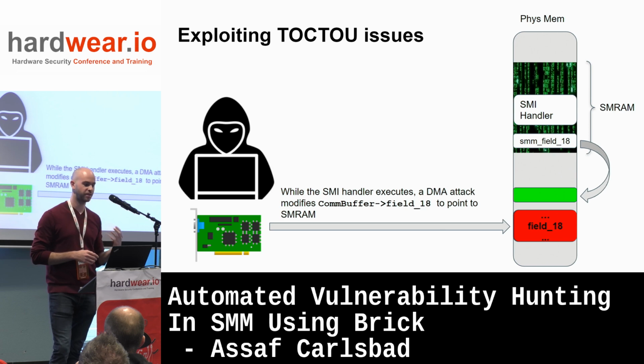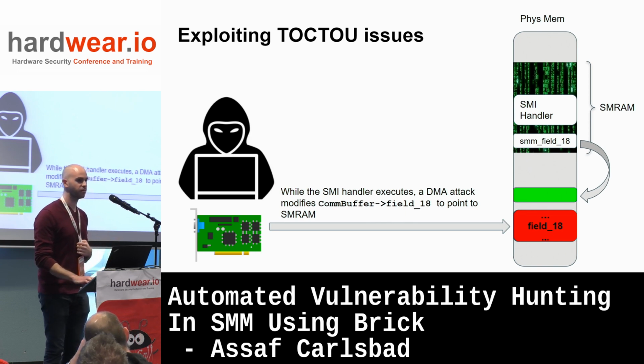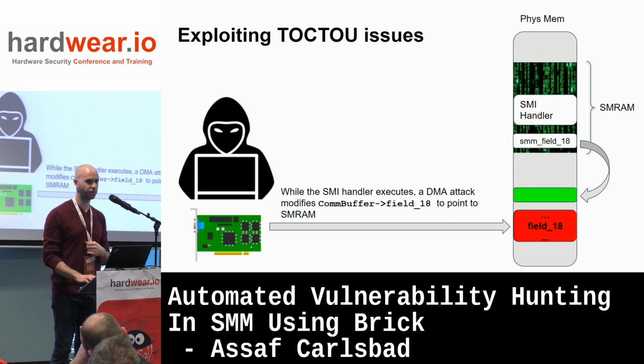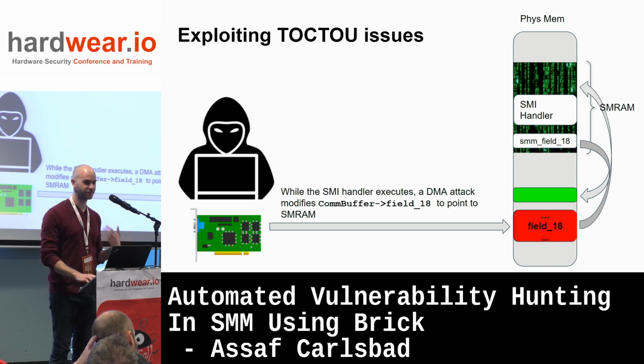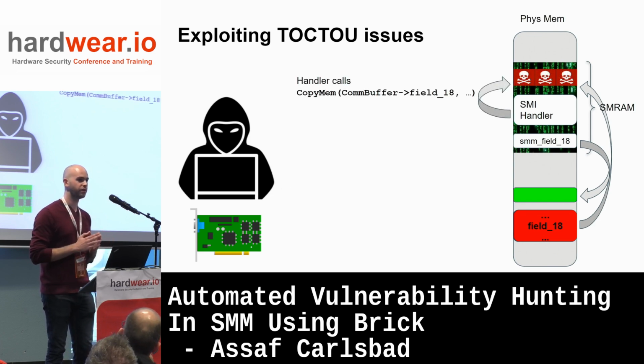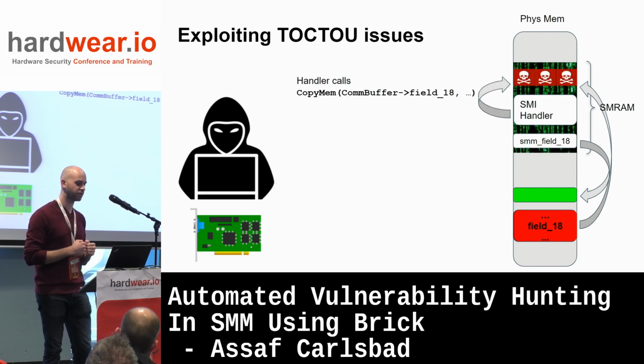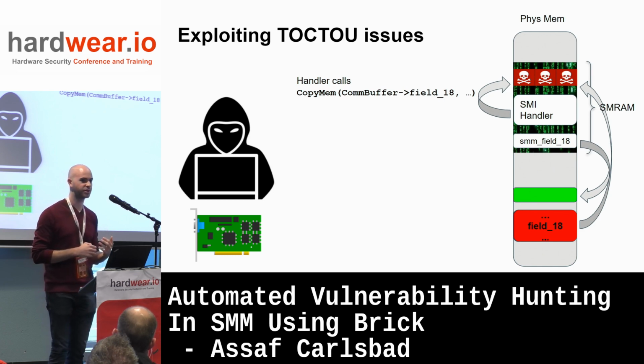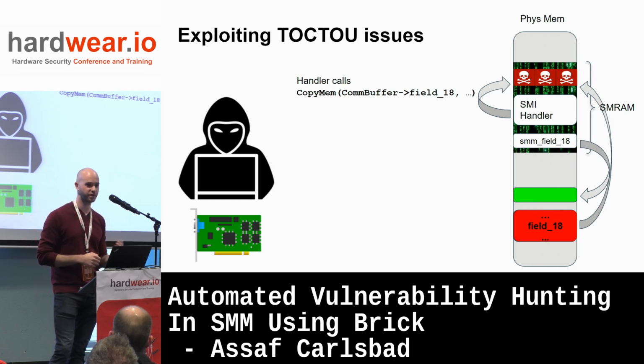So that means a DMA attack can simply change the contents of the communication buffer while the handler is executing, and more specifically, we can make the pointer field point somewhere else inside SMRAM. Now the handler will continue executing. It will fetch again the pointer from the CommBuffer and pass it as the destination argument to a CopyMem operation, and by doing so, it is going to corrupt some SMRAM memory as well.